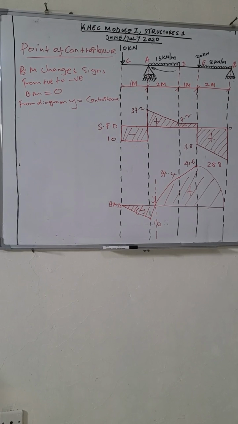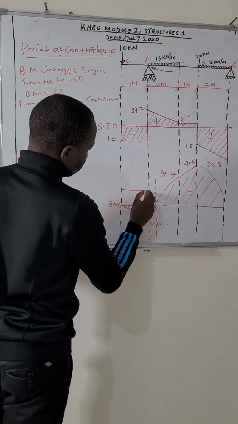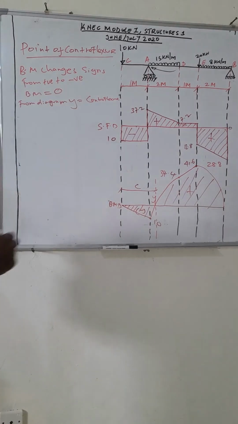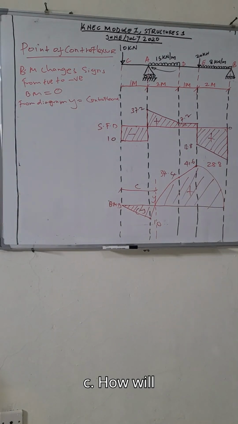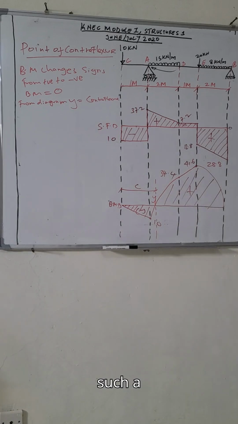At times you may be told to calculate the distance from the left hand side of the beam or the right hand of the beam to the point of contraflexion. For example, let's call this distance C. You calculate that distance C. How will you go about such a question?